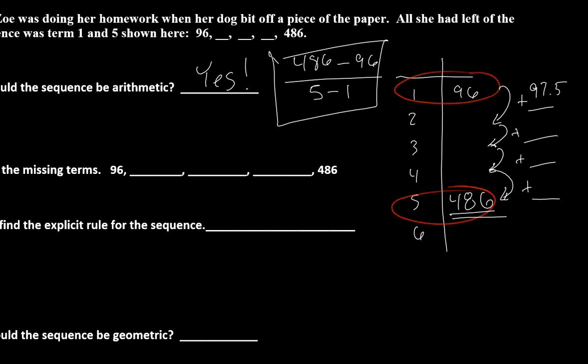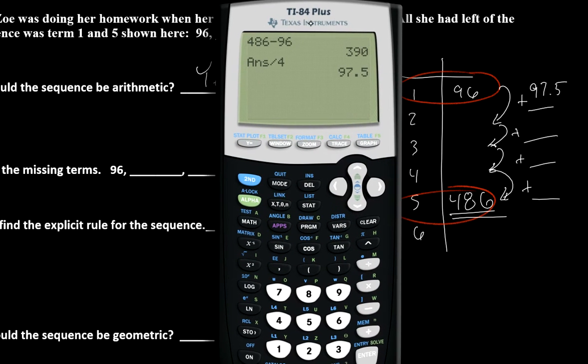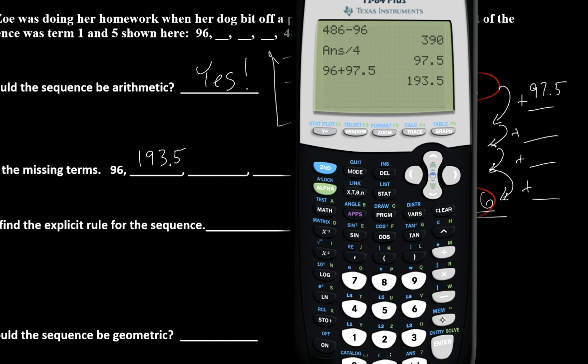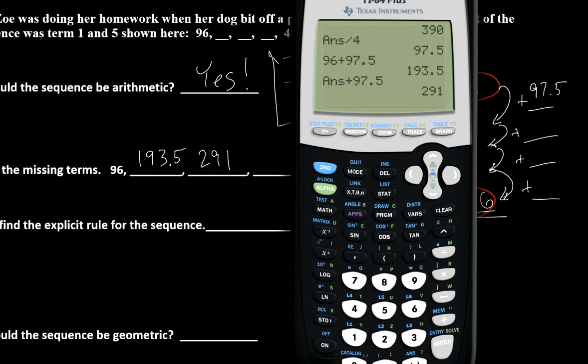And if it were, I should figure out the rest of these numbers, right? So I would start at 96, and then I would add to that 97.5. When I do that, I'd land at 193.5. And if I add to that again 97.5, I'm at 291. That's great.